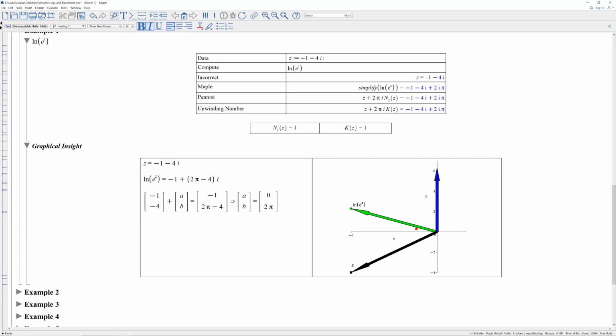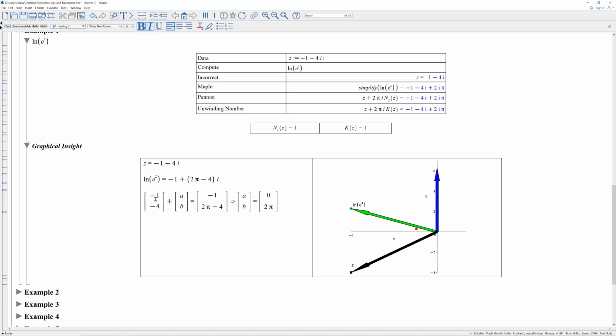So you've got to add enough on this axis to pull this vector up to here. Well, computationally, here's z, here's log of e to the z, and vectorially, this is z minus 1 minus 4. You've got to add something to this to make it turn out to be the right answer, which we see to be minus 1, 2 pi minus 4.